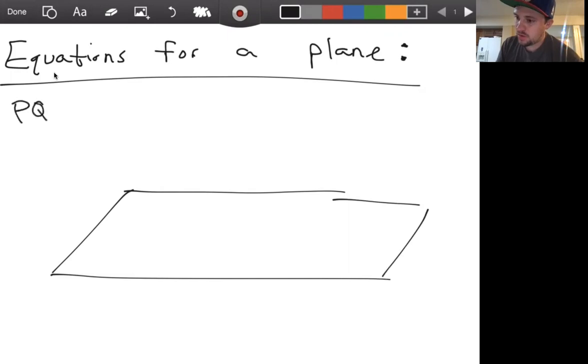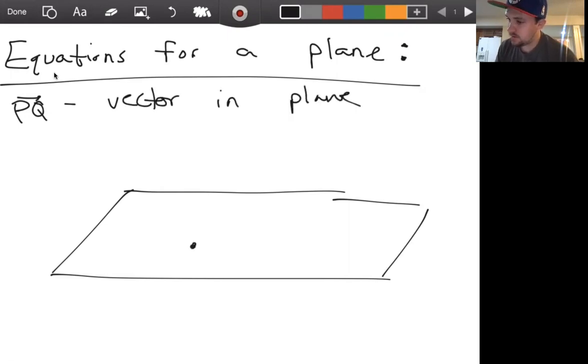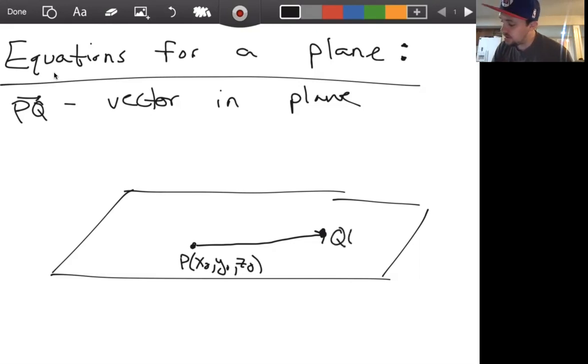Let's let PQ be a vector in some plane. So here, the vector PQ is contained in this plane. Say this is the point P, and we can label this again x naught, y naught, z naught. And we want the terminal point of this vector to be something that varies over the entire plane. So we can get an equation for points and vectors of this form. So here's Q. We'll call this point x, y, z, since this is going to be the point that varies.